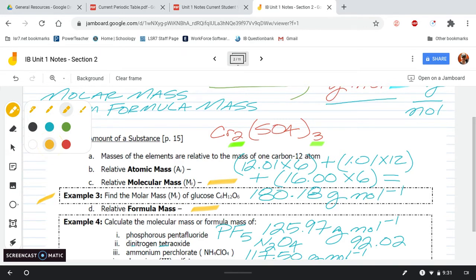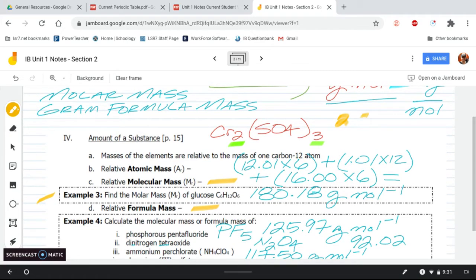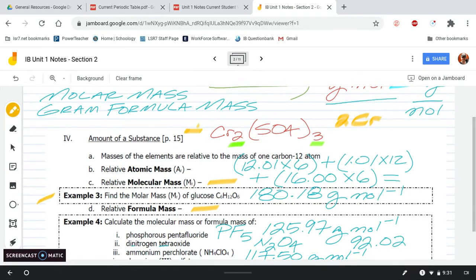So there's 2 chromiums. See this 2 over by the chromium, that gives us the 2 chromiums, because the 2 is just going to multiply into the chromium. That's not that big a deal. But the sulfur multiplies by this 3, and then the 4 oxygens also multiply by that 3. So you actually see multiple things that are getting multiplied by that 3.